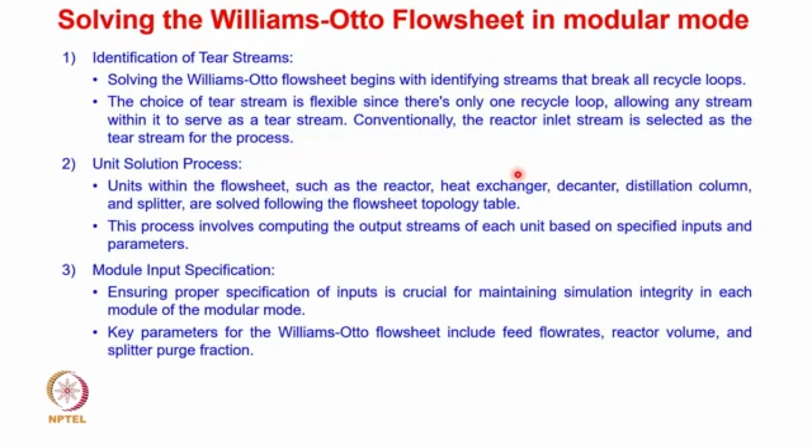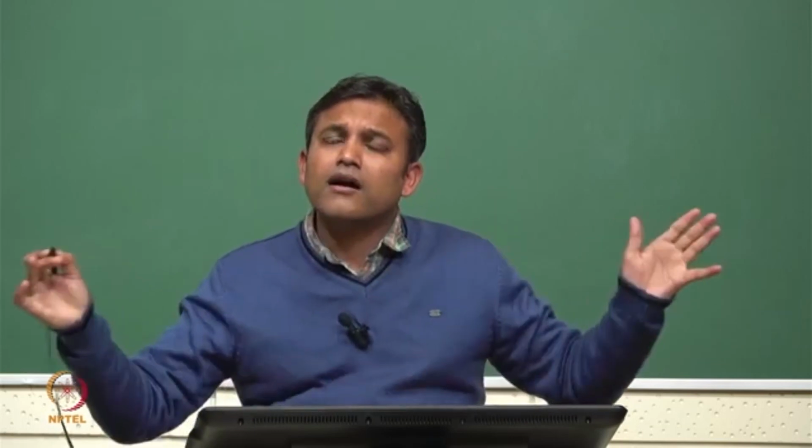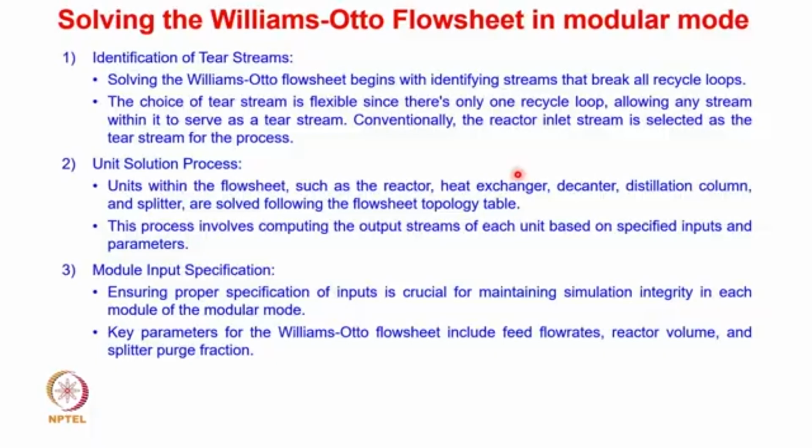In this case we can visually see in a Williams and Otto flowsheet the different unit operations sequentially, but when we look at a complex flow sheet where there are a lot of recycles, in that case partitioning this entire topology into different groups is very important, and these individual groups are then solved. Okay, so that also we will see as we go ahead. This process involves computing the output streams of each unit based on specified inputs and parameters.